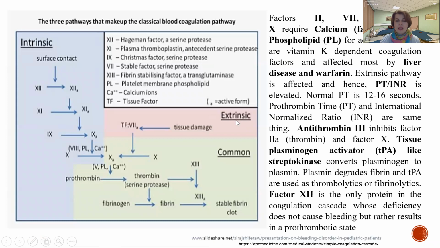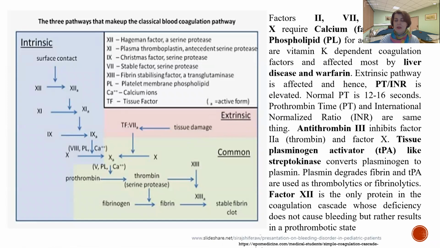Factors 2, 7, 9, and 10 require calcium, or factor 4, and phospholipids for activation. These vitamin K dependent coagulation factors are affected most by liver disease and warfarin. The extrinsic pathway is affected and hence the prothrombin time and international normalized ratio are elevated.